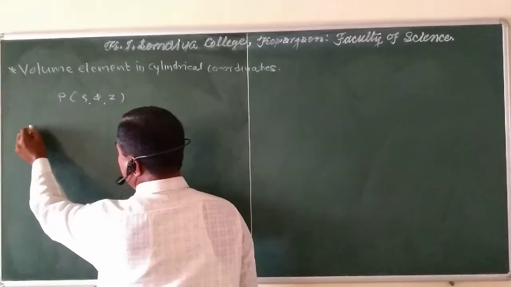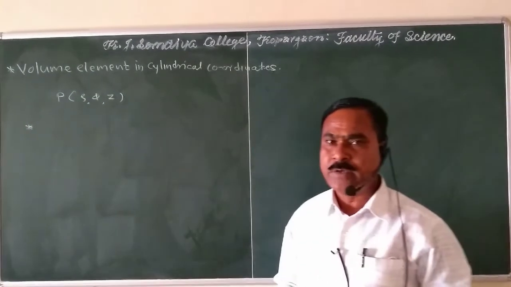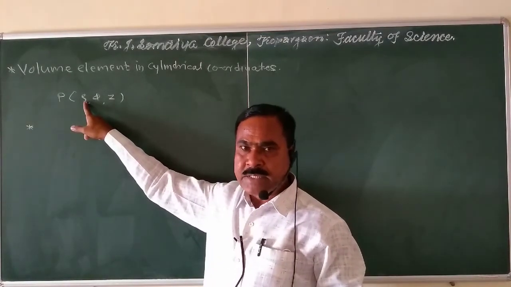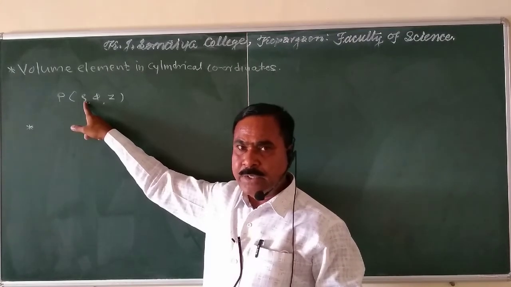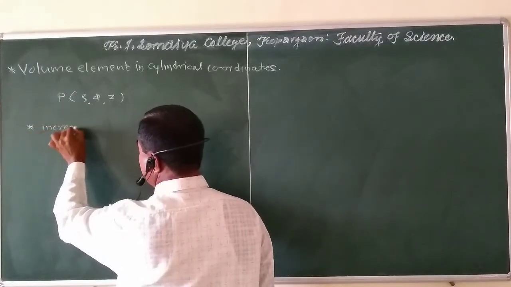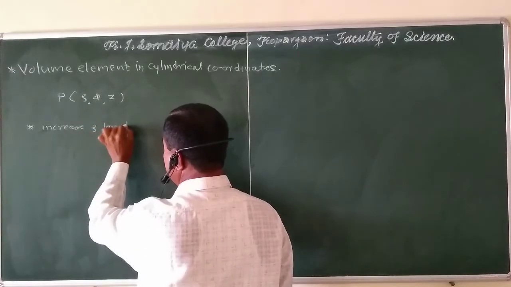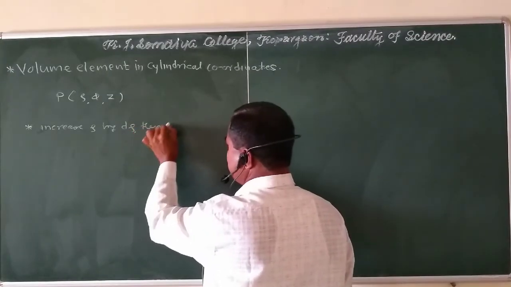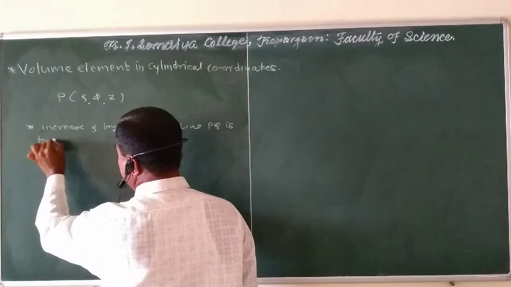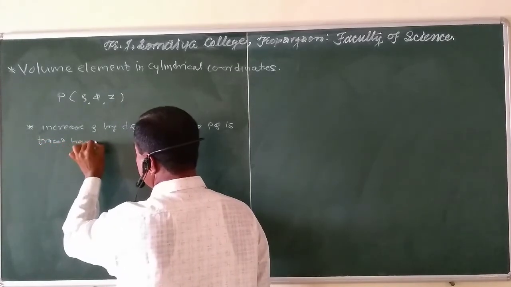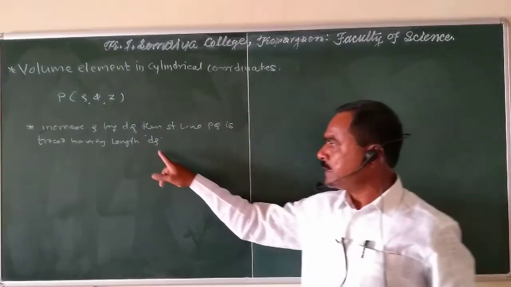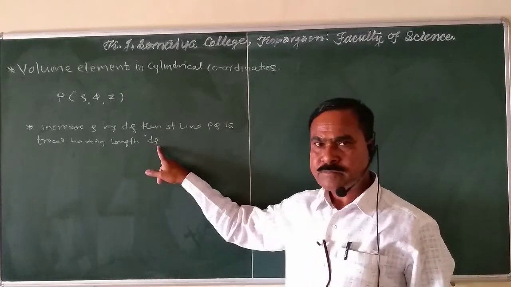Then consider the first point, and we have to increase the first coordinate rho by d rho. Then we get the straight line PQ having length d rho. So first we get a straight line of length d rho.